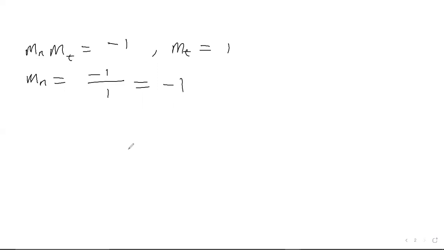If you check the options of that exam, if you have it, you see -1 as one of the options, and that's the correct option.